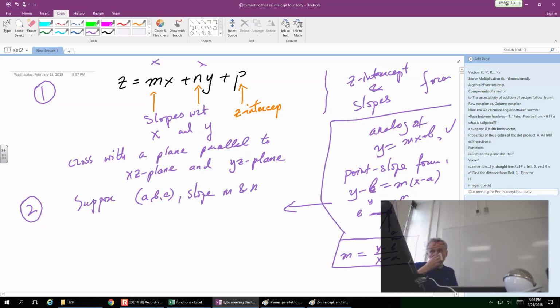So what would you think the equation should look like? Z minus c equals m(x minus a) plus n(y minus b). That's right.